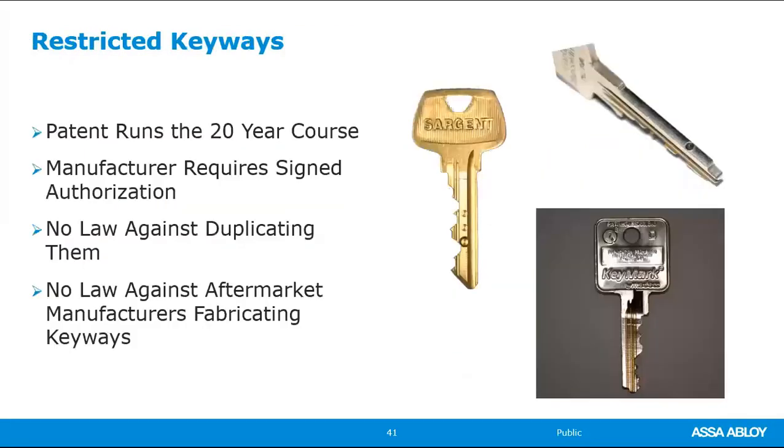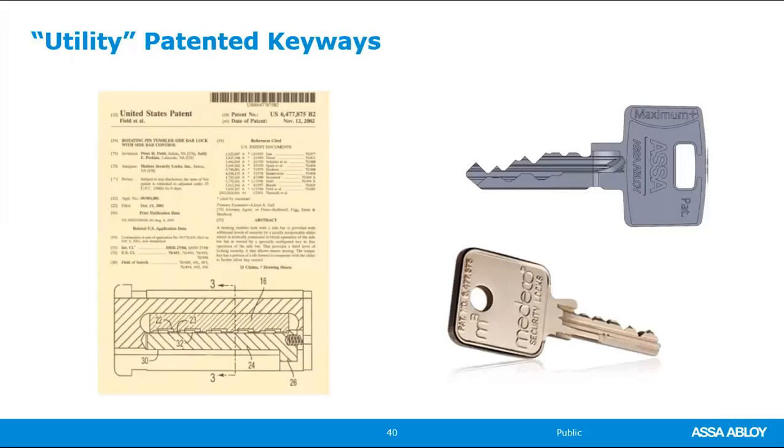So as an example here, you'll notice the ASA key has a sidebar. You'll notice the Medeco key has a notch in the side of the key that interacts with a slider. That means this has another functionality. Now, the difference between patented and restricted is, depending on how you file, the patent is only good for either 17 or 20 years.